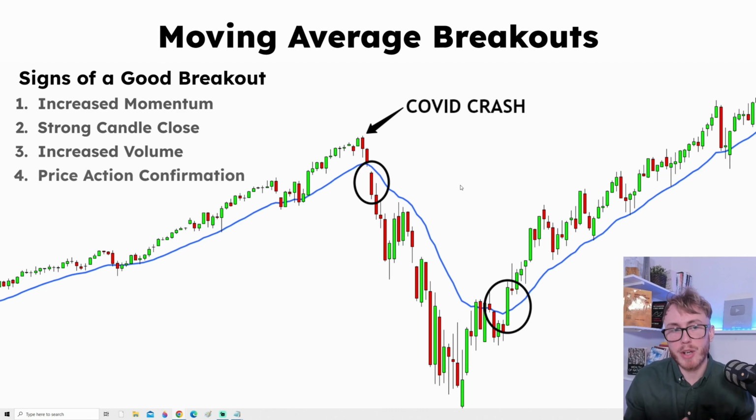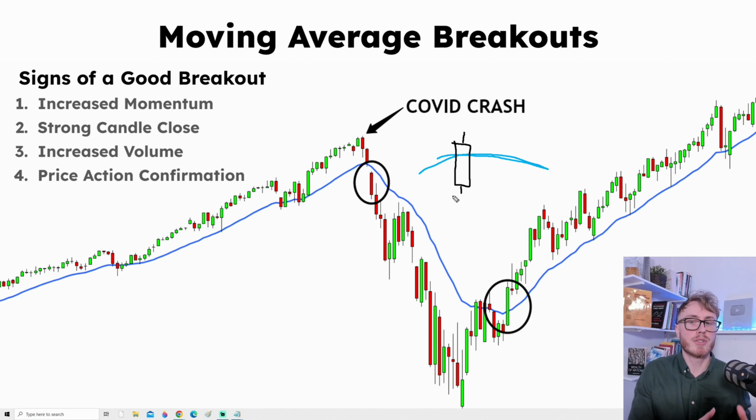And the last sign we're looking out for when it comes to breakouts is some type of price action confirmation. What I mean by this, let's once again say that this blue line is our moving average. And we see a pretty nice breakout here with a strong candle close and a momentum candle. What some traders do here in order to confirm the breakout is wait for yet another candle to close below the moving average before they enter their trade. And this is what I mean by price action confirmation.